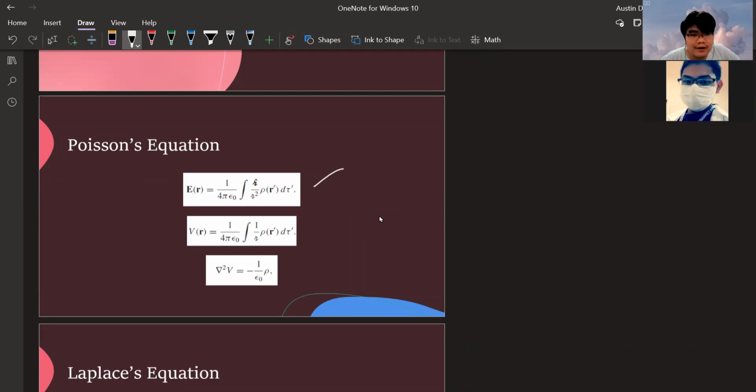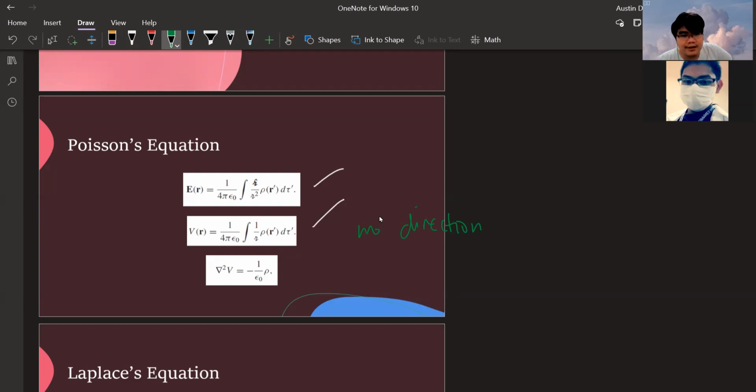And then we found out that we can also find the potential, V, as given here. This is easier because the vector direction disappears. No direction.